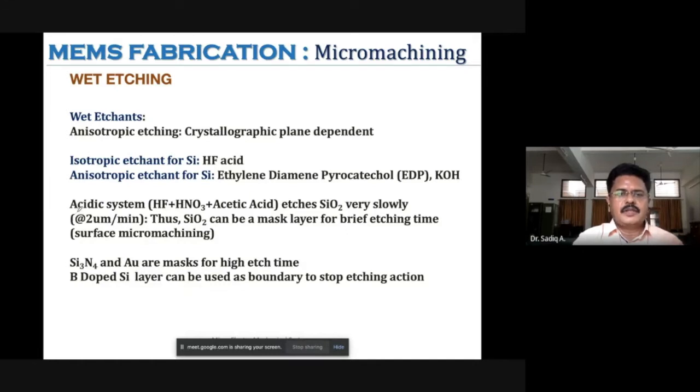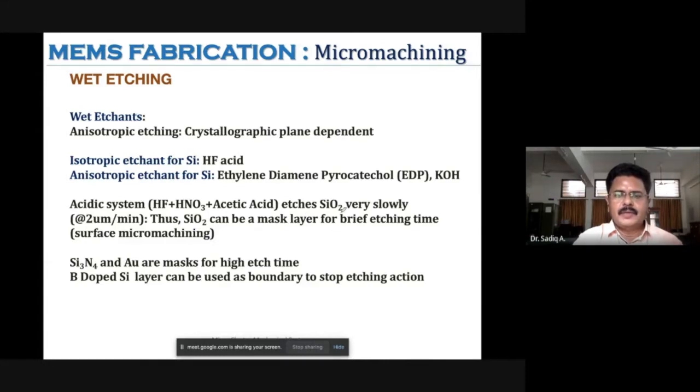There is another etchant, an acidic system, that is a combination of hydrofluoric acid, nitric acid, and acetic acid that etches silicon dioxide very slowly, at a rate of 2 micrometer per minute. Thus, silicon dioxide can be a mask layer for brief etching time, that is, for surface micromachining. I will explain this statement.